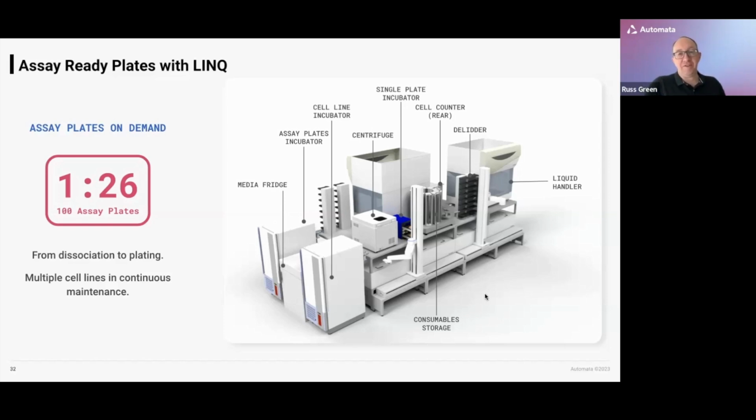And what's really interesting about this system, so the general capabilities for maintenance were pretty straightforward, but hitting a really stringent timeline was what drove us to have to double up on liquid handling and delidding capability on this platform when we looked at all the bottlenecks of it. And in this case, we're able to go through that process of dissociation through to plating out all of those 100 assay plates in under 90 minutes. So if your goals were different, if you could do that in a longer period of time, or if you needed fewer plates, then perhaps you'd be looking at a system half the size of this one, or something in that order.